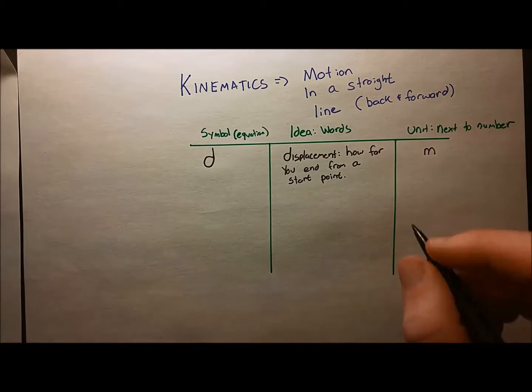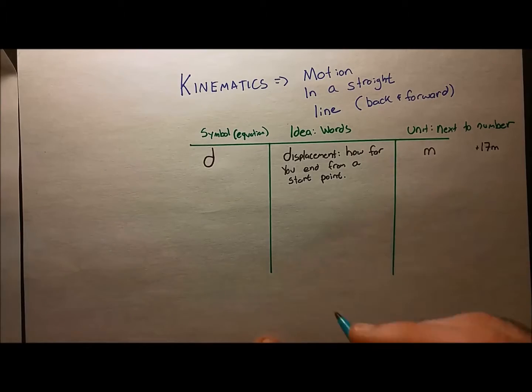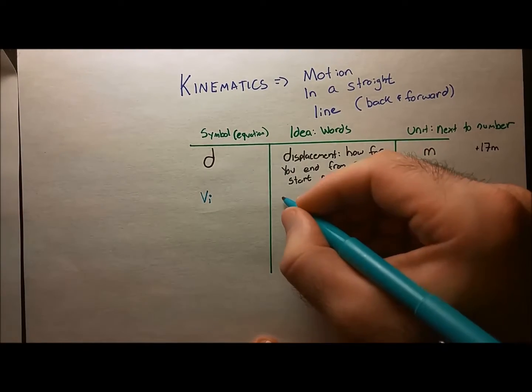And we know that's measured in meters. So if anything's just measured in meters, we know it's probably a displacement. We have to make sure, though. And always it's the positive or negative in front of it, or it's just some kind of direction.